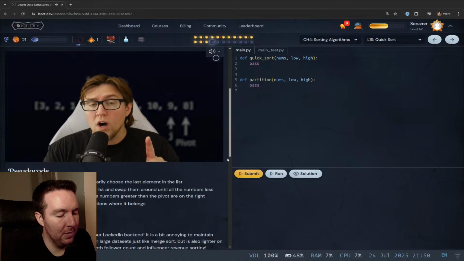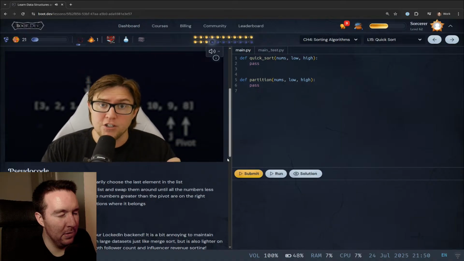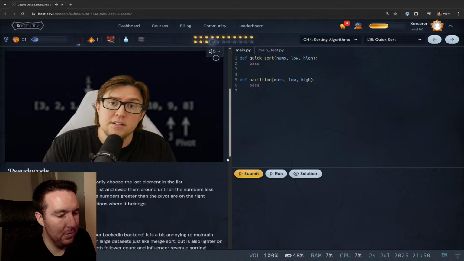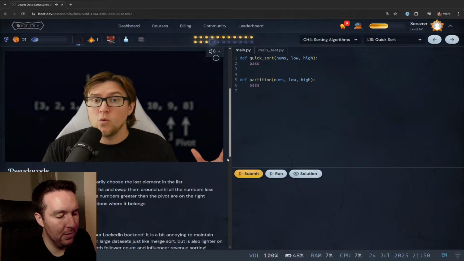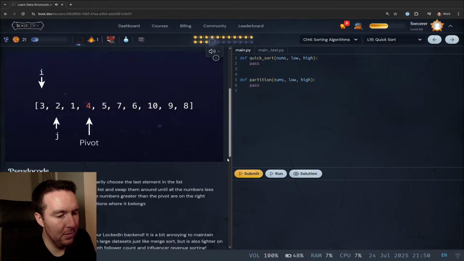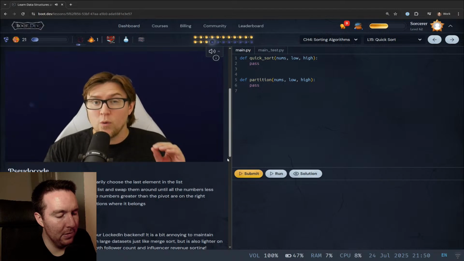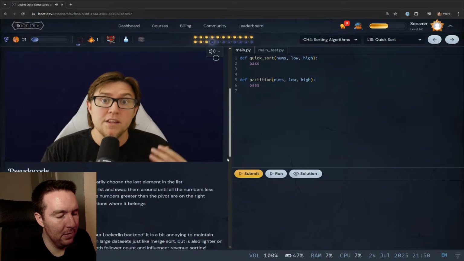Now, that's just one round of the partition function in quicksort, but frankly, it's the interesting part. The way we turn this partition function into a full-blown quicksort is by recursively calling this partition function. So we'll continuously partition, do this algorithm, over and over on each half of the list until the full list is sorted.